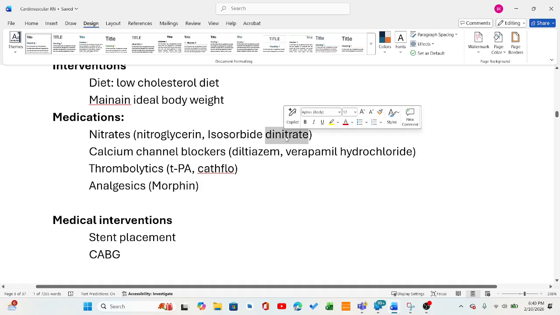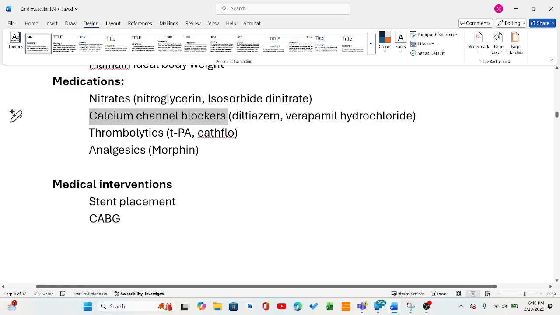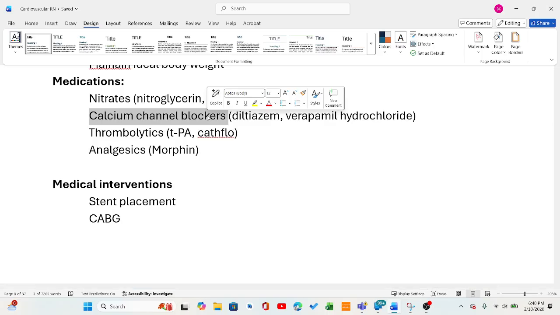Nitrate will dilate the blood vessels. The most common side effect of the nitrate is going to be headache. So when you see that, it's not anything that you should be worried about. It's an expected side effect of the nitrate. The calcium channel blockers usually will stop spasms if the narrowing of the coronary blood vessels is caused by spasms. Then the calcium channel blockers will stop the spasm and also help dilate the blood vessel.